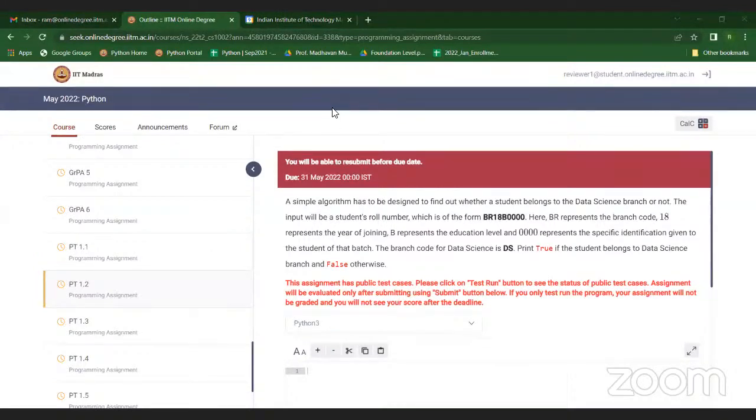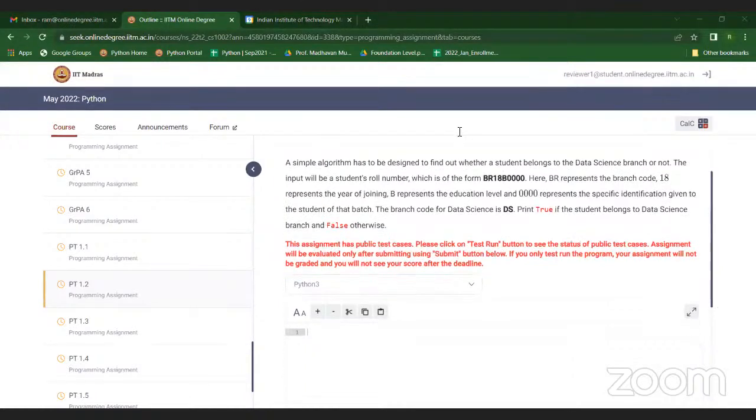Hello. Yes, sir. I just saw this PT 1.2 problem. Okay. Regarding CodeChef, you just need to create this online degree ID. Using the online degree ID, you should be creating the CodeChef profile, and then the username and your entire name should be mentioned in the Google form. You should just be filling the Google form. Once you have filled the Google form, we will be adding you to this CodeChef contest. Those are the only things you need to follow.